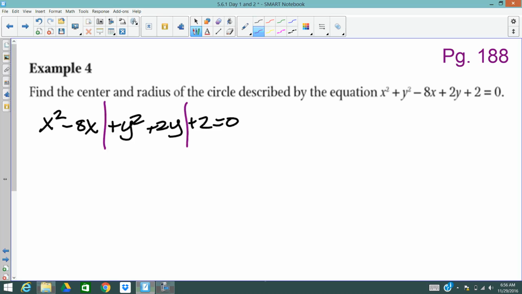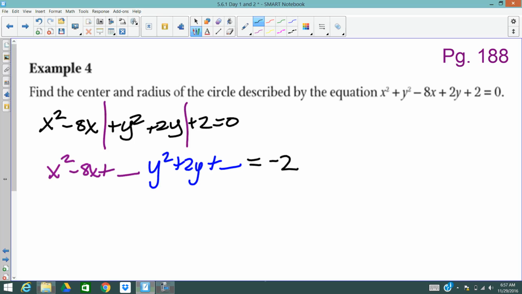So first things first, let's get rid of that 2. So I have x squared minus 8x plus something. And then I have, let's see, let's do blue, y squared plus 2y plus something equals negative 2. Subtract the 2 over.